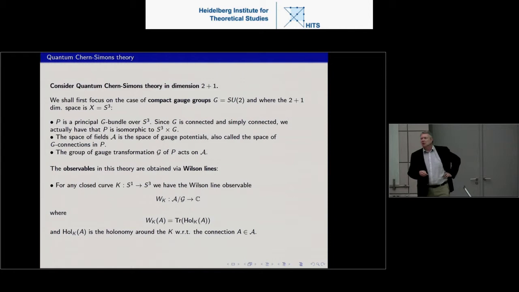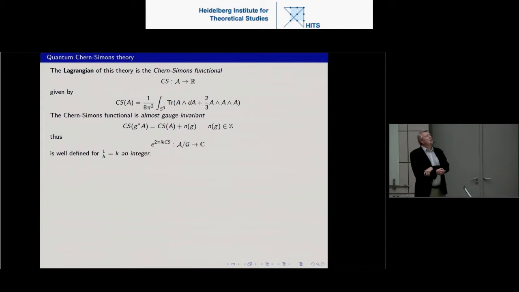And we need to understand the expectation value. But with respect to which theory? Well, the theory that we want to consider now is what's called Chern-Simons theory. And Chern-Simons theory therefore has a Lagrangian. It's called CS for Chern and Simons. And it's simply described like this. So a connection is a one form with values in the Lie algebra.